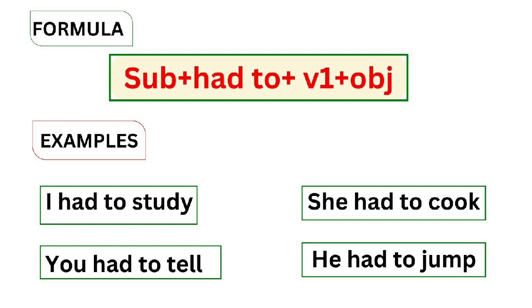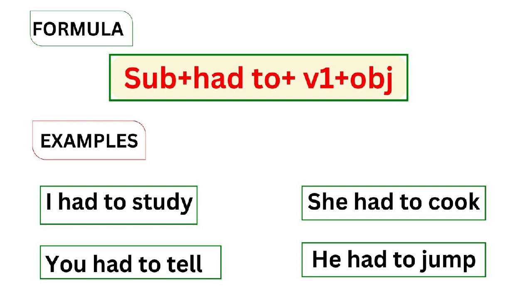In the positive, the formula is subject plus had plus to plus V1 plus object. V1 is called the first form of the verb. In these examples: I had to study. I did not want to study but I had to study, मतलब मैं करना नहीं चाहता था लेकिन करना पड़ा. Next, she had to cook. She had a compulsion in the past, so she had to cook the food.